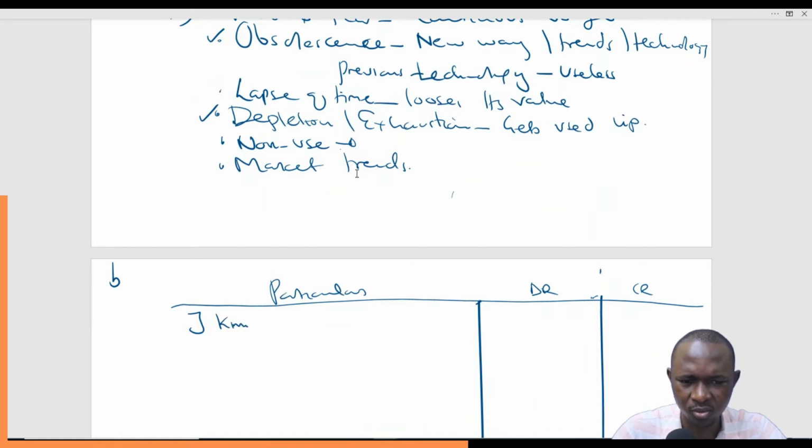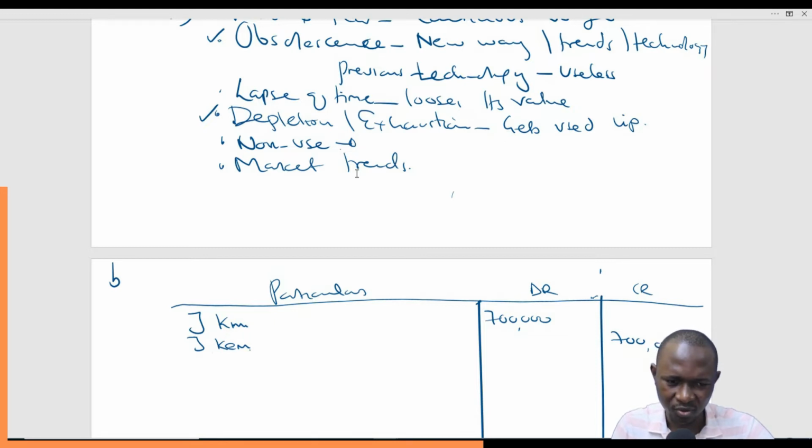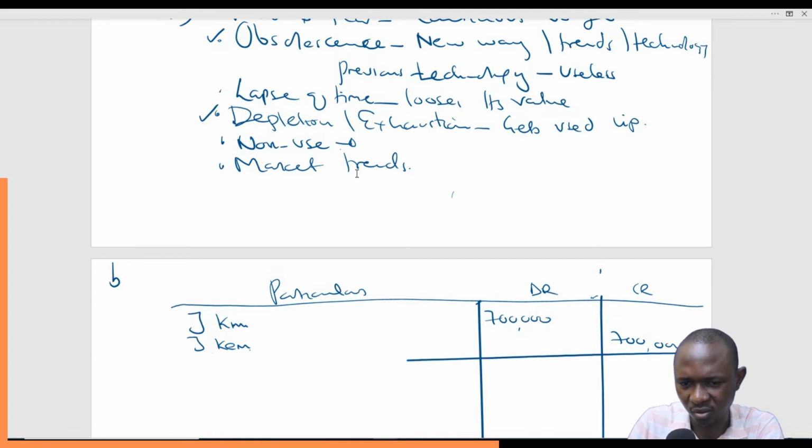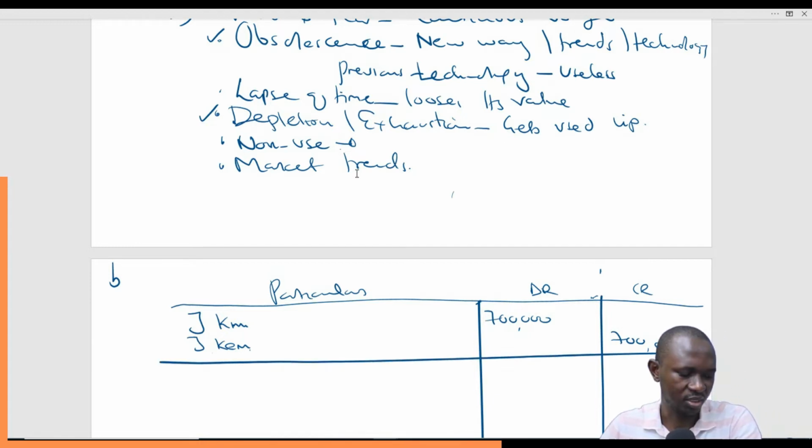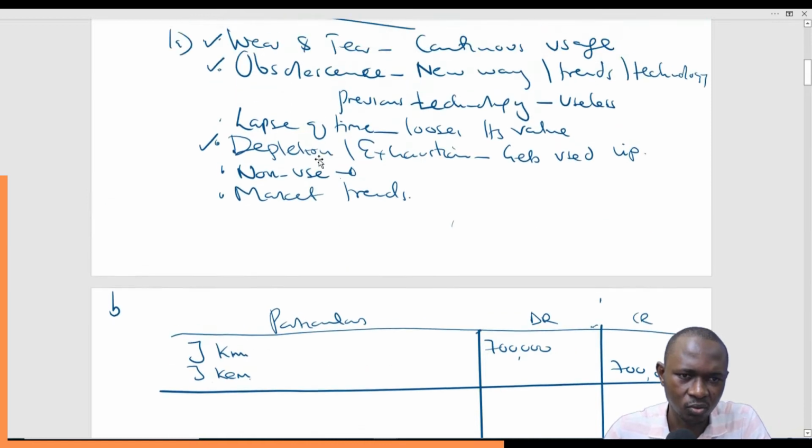with 700,000 and credit J. Kim with 700,000 because it was wrongly debited to J. Kim. So we are crediting J. Kim to reverse the transaction, and then we put it to the right person, who is J. Kim, at 700,000. So that's how it will be to correct error of commission if you were to come up with a narration, but the question is not very keen on narration, so just stop it at that. Then we go to the next item.